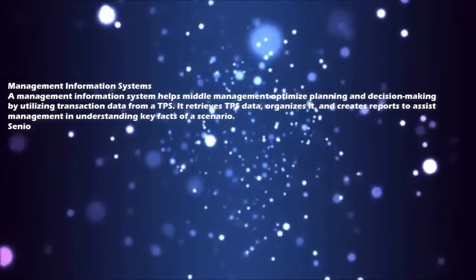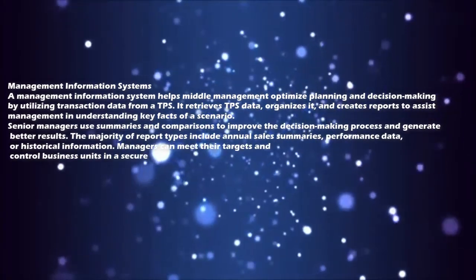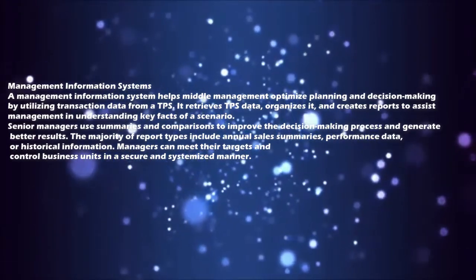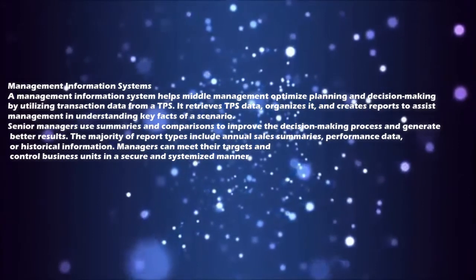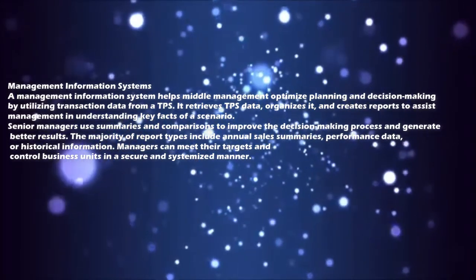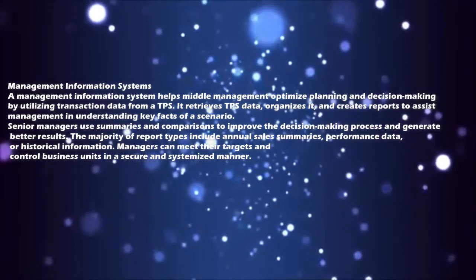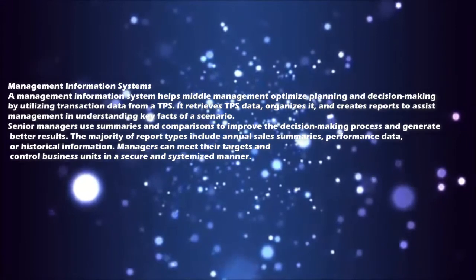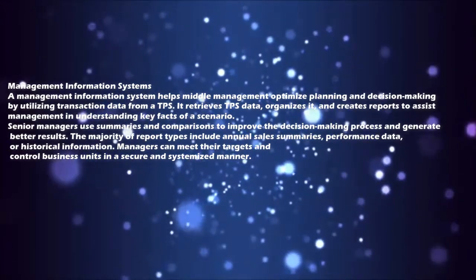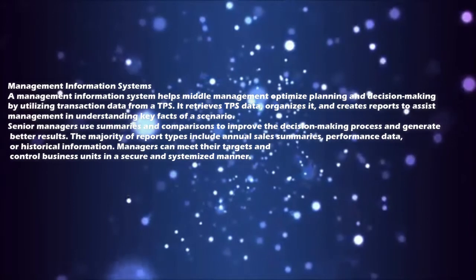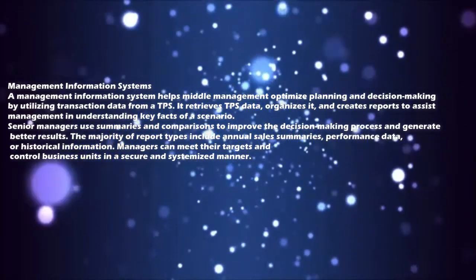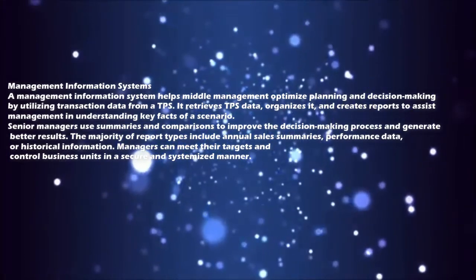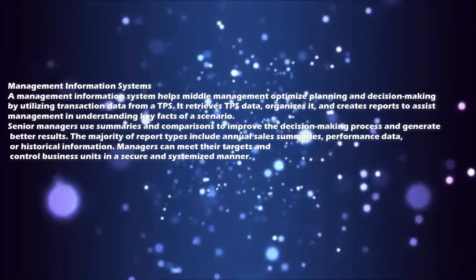Management Information Systems. A management information system helps middle management optimize planning and decision making by utilizing data from a TPS. It retrieves TPS data, organizes it, and creates reports to assist management in understanding key facts of a scenario. Senior managers use summaries and comparisons to improve the decision making process and generate better results. The majority of report types include annual sales summaries, performance data, or historical information. Managers can meet their targets and control business units in a secure and systemized manner.